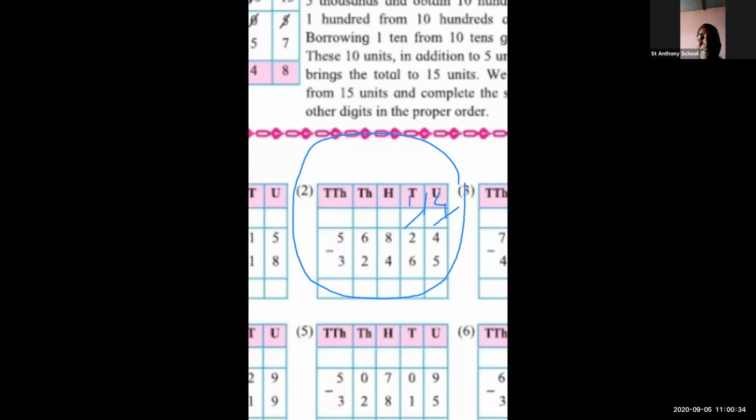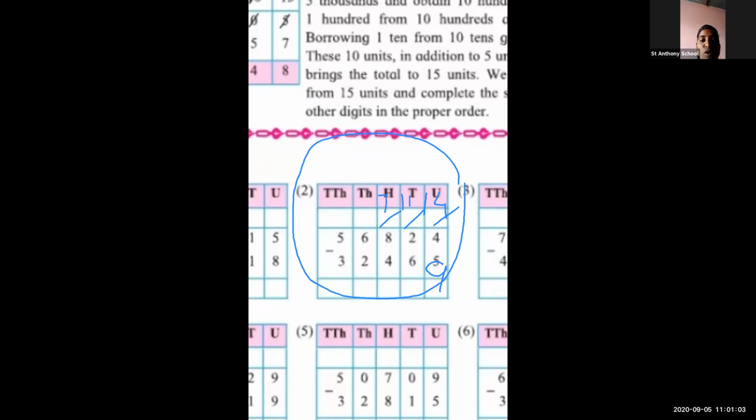Yes, give me the answer. 14 minus 5, your answer is 9. Correct? After that, 1 minus 6 is not possible because 1 is a small number and 6 is a bigger number. So 8 minus 1. From 8, you want to give the 1 to the tens column. So 8 minus 1, how much remaining in the 100 column now? 7.